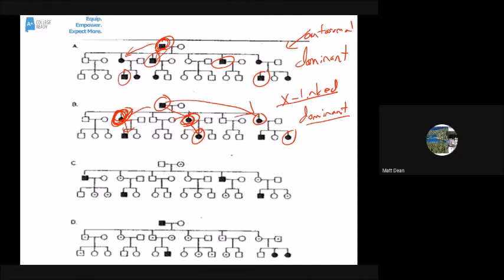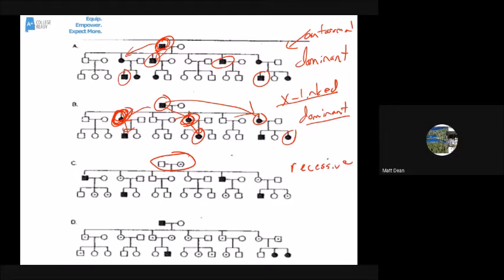Let's go ahead and look through C together. Again, first question, does it skip generations? Are there carriers? This one skips the first generation, and there are carriers marked with dots. So if either one of those is true, that's going to tell you the trait's probably recessive.